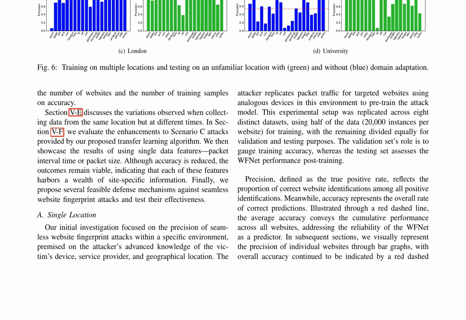The section concludes by discussing the implications of the results and the potential for future work, including the evaluation of enhancements to Scenario C attacks and the exploration of feasible defense mechanisms against seamless website fingerprint attacks.